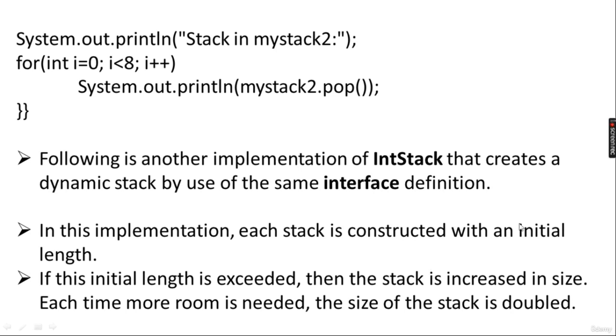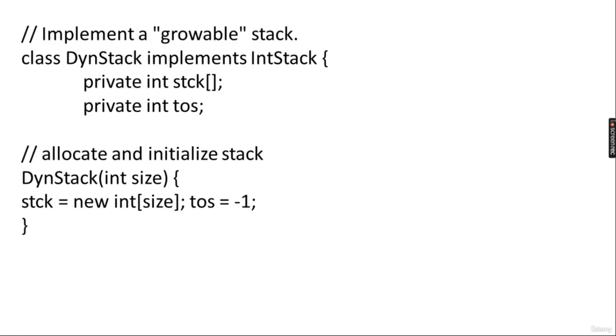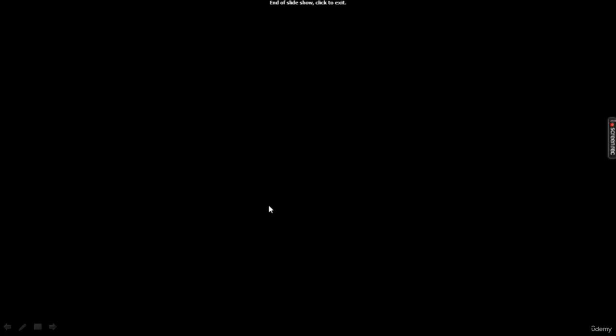Now we will see another implementation of IntStack that creates a dynamic stack by use of the same interface definition. Each stack will be constructed with an initial length, and if that initial length is exceeded, then the stack is increased in size. Each time more room is needed, the size of the stack is doubled. DynamicStack implements IntStack. Two private variables, one array and one top of stack. Then DynamicStack, integer size, a parameterized constructor. Stack is equal to new integer size, top of stack is -1.